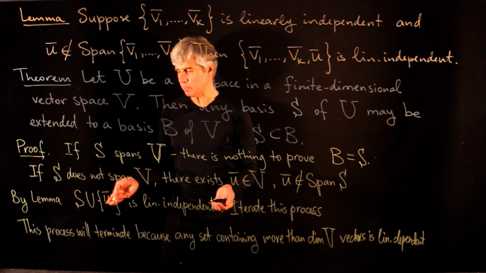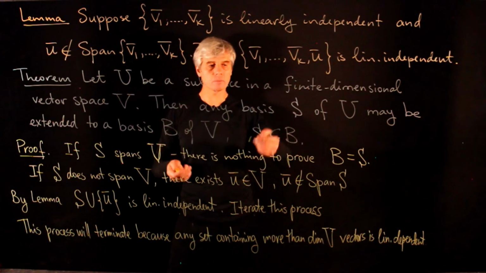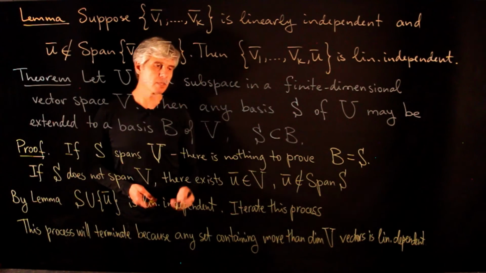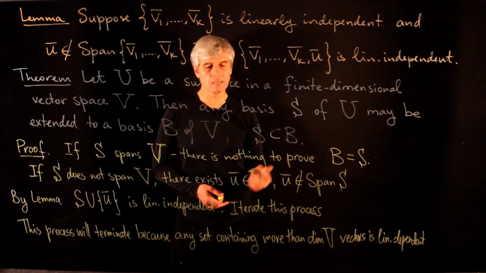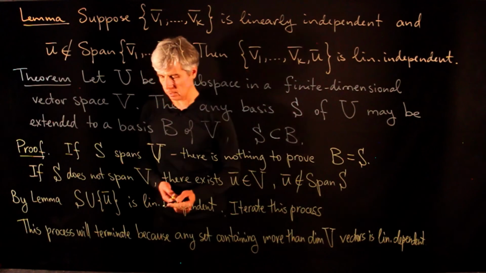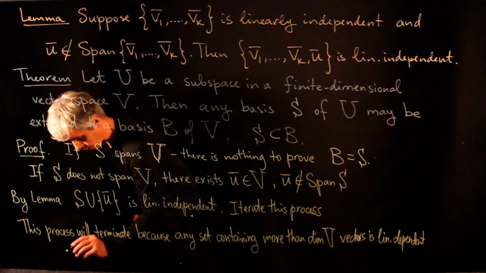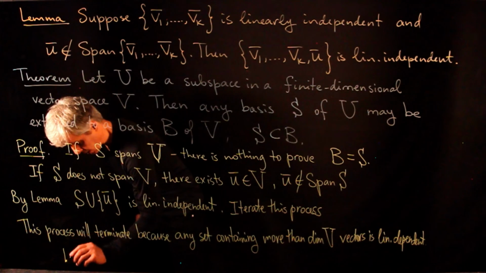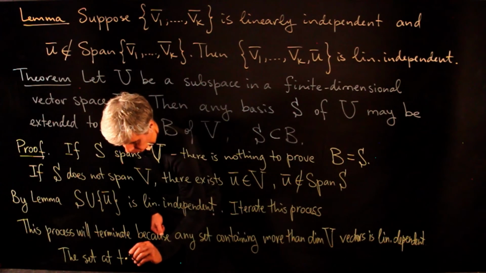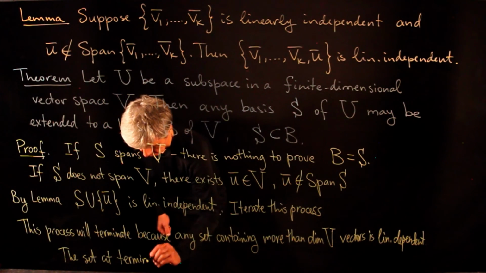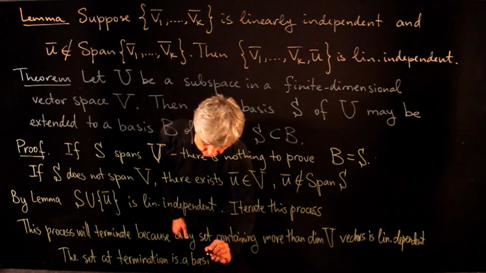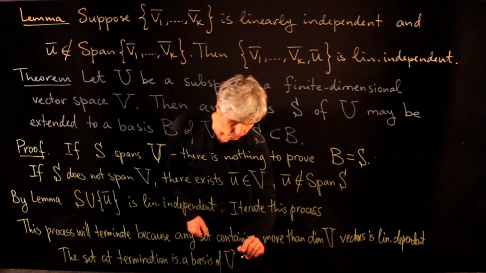And so this means that there is a larger set, because we started with some set S, which was a basis of a subspace, and we proved that there is an enlargement of this set, which is linearly independent and spans the whole space V. And so the set at termination, the terminal set, is a basis of V which contains S.